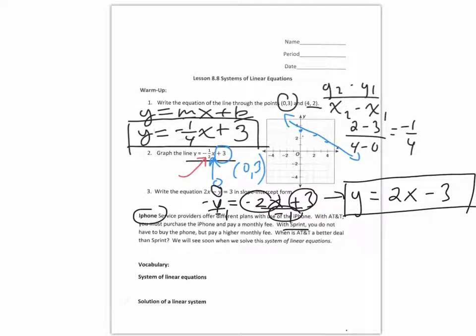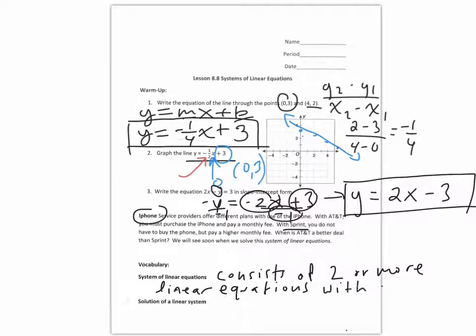Let's think about some new vocabulary here. I mentioned the iPhone question because we're talking about two plans, an AT&T plan and a Sprint plan. This will lead us into a discussion about systems. A system of linear equations consists of two or more linear equations with the same variables.